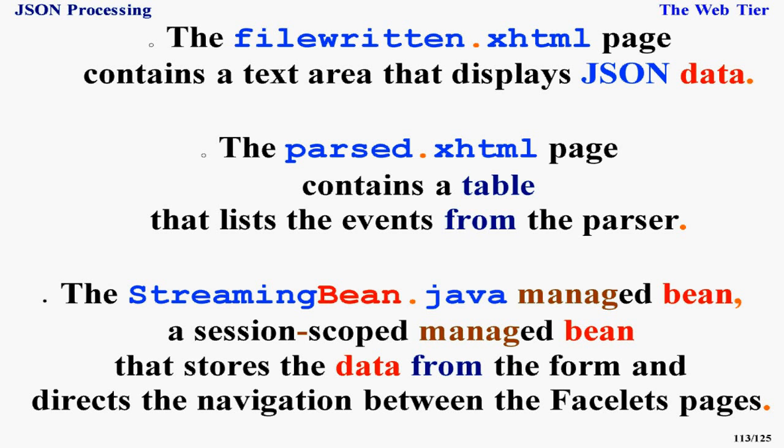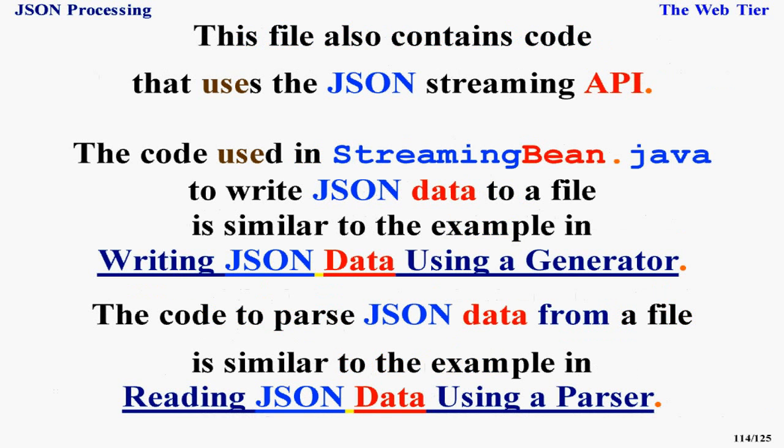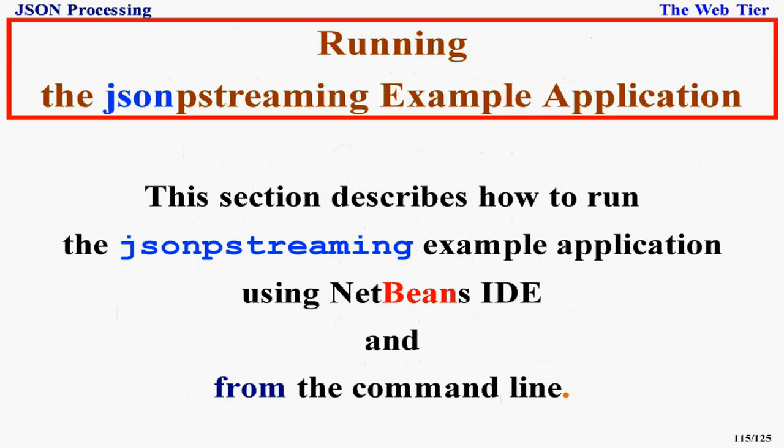The StreamingBean.java managed bean, a session-scoped managed bean that stores the data from the form and directs the navigation between the Facelets pages. This file also contains code that uses the JSON streaming API. The code used in StreamingBean.java to write JSON data to a file is similar to the example in Writing JSON Data Using a Generator. The code to parse JSON data from a file is similar to the example in Parsing JSON Data Using a Parser.